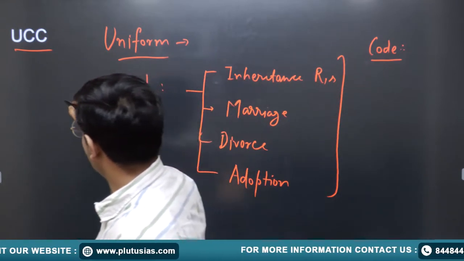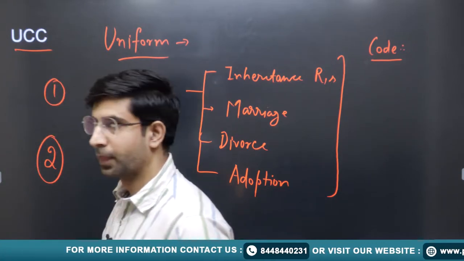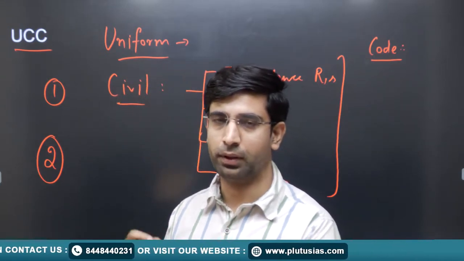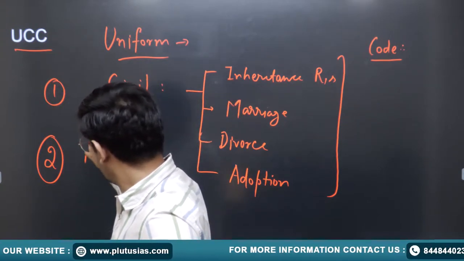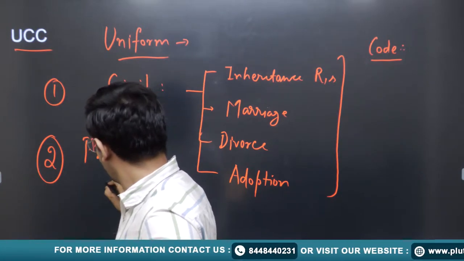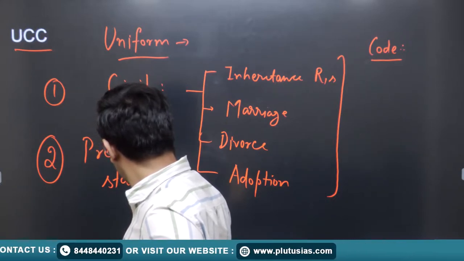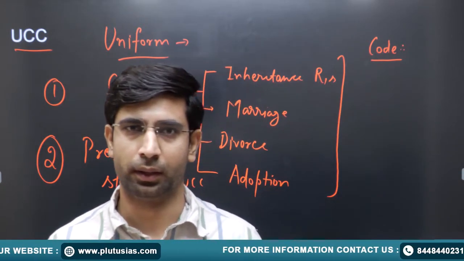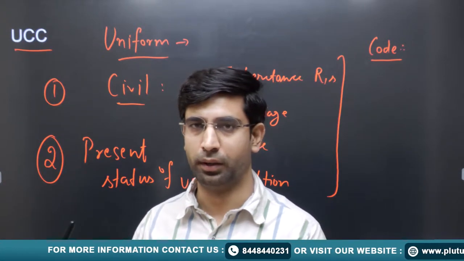After writing this information in the introduction, you will start with the transition paragraph. The transition paragraph here should be relevant. What you can write here is the present status of Uniform Civil Code. Only a single state in India, that is Goa, has a Uniform Civil Code. It is not legislated for the entire territory of India.